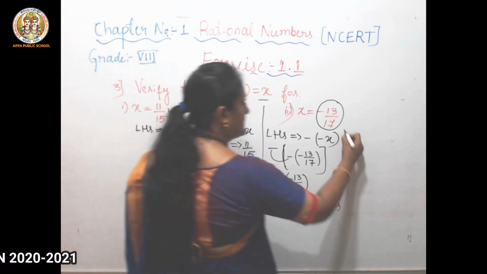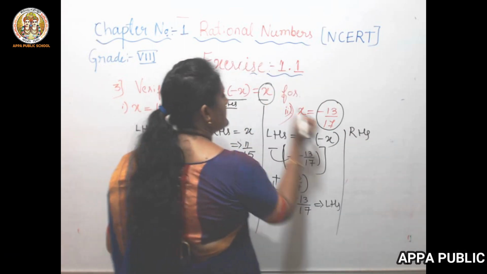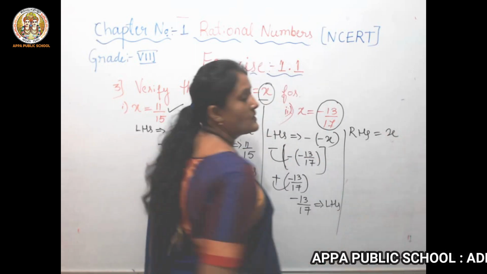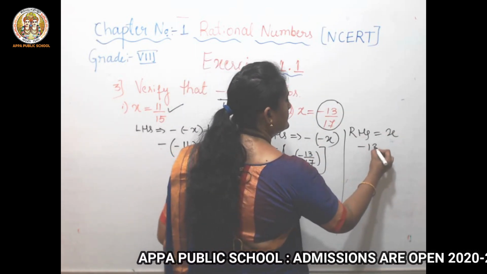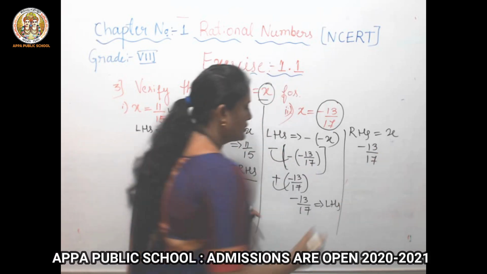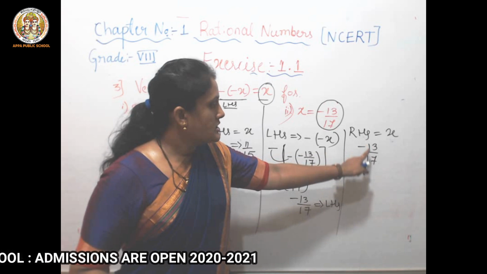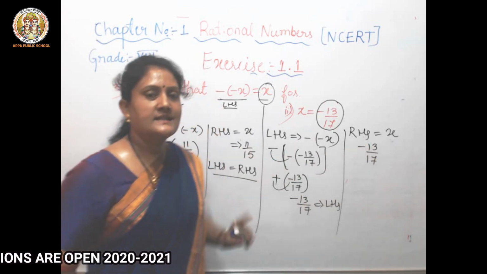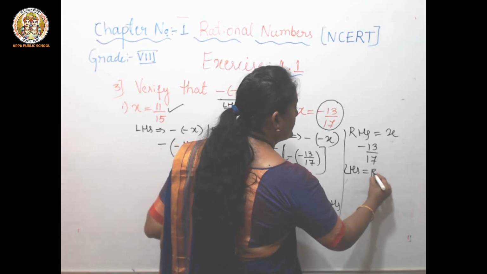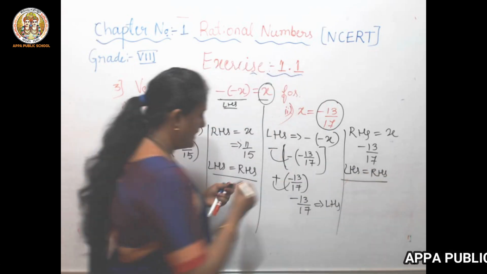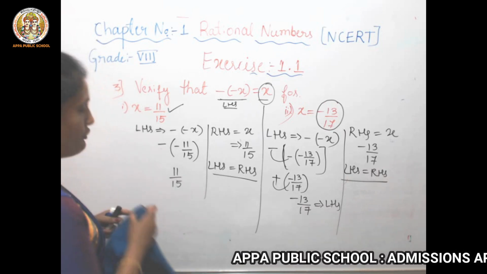Now have a look at the RHS side. RHS is x. So now substitute the value of x. X value is what here? Minus 13 by 17. So LHS we got minus 13 by 17, and RHS also we got minus 13 by 17. So it means LHS is equal to RHS. This is question number 3. Okay. Now shall we go for the fourth one?